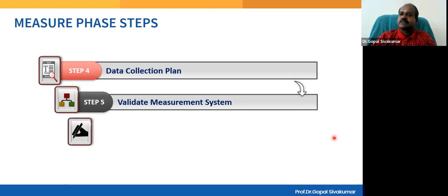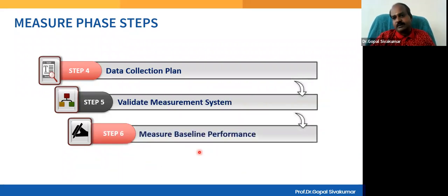Now validate the measurement system. You create a data collection plan, but don't collect the data. Ensure your measurement system is good. Measurement system means the equipment, the person who is collecting the data, the environment under which he is collecting the data, the product that is getting measured, the feature that is getting measured, the instruction that has been provided. Everything put together is called a measurement system. Is this measurement system good to go? Is this measurement system capable or not? And that is the step. Then only you should collect the data and then you should calculate the baseline performance.